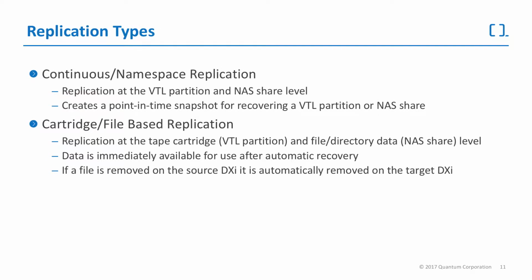There are two replication types that are supported with the VTL and NAS presentation types: continuous namespace replication and cartridge file-based replication. Continuous namespace replication is replication at the VTL partition and NAS share level. It creates a point-in-time snapshot for recovering a VTL partition or NAS share. Cartridge file-based replication is replication at the tape cartridge and file directory data level. Data is immediately available for use after automatic recovery, and if a file is removed on the source DXi, it is automatically removed on the target DXi.